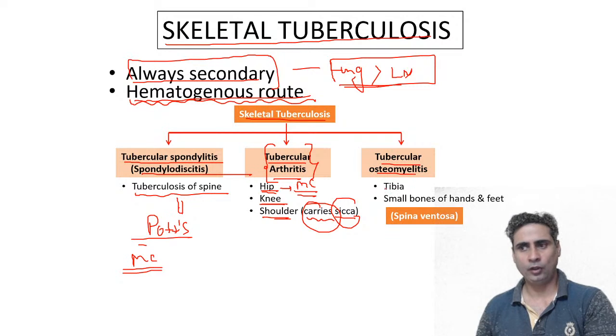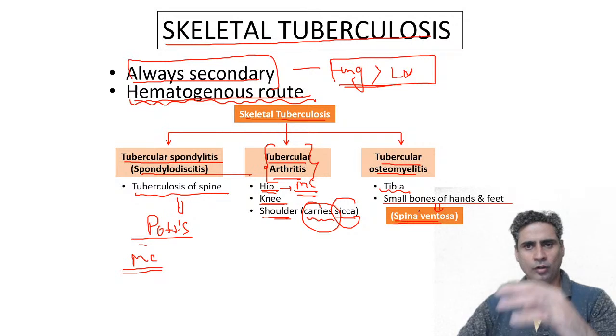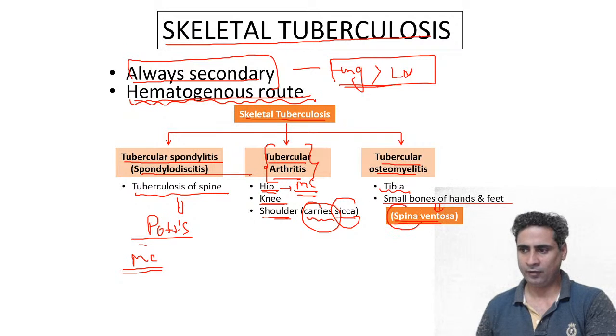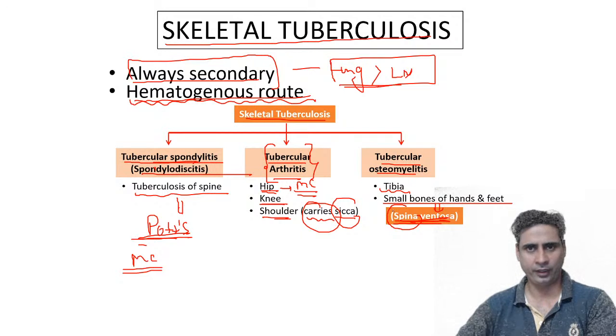It can infect long bones like tibia, or small bones of hand and feet, where it is known as spina ventosa. So spina ventosa is tubercular infection of small bones of hand and feet. So remember, don't get confused this spina word with spine. Spine tuberculosis is Pott's disease. Spina ventosa is tuberculosis of small bones of hand and feet.